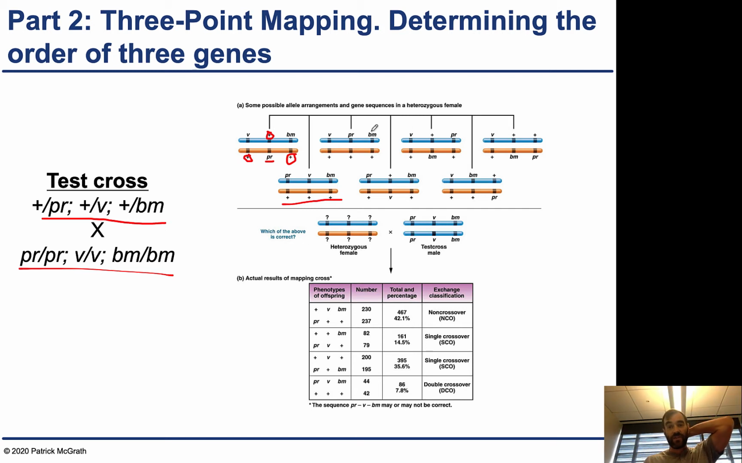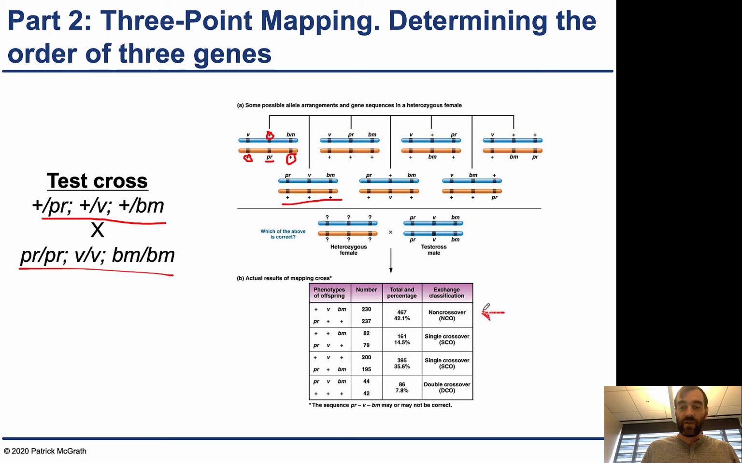So just keep in mind that there's a large number of possibilities that we're distinguishing between. And so which one of these is correct when we do this test cross, and how we use the offspring in order to determine that. And so there's two really key criteria that we need to use.